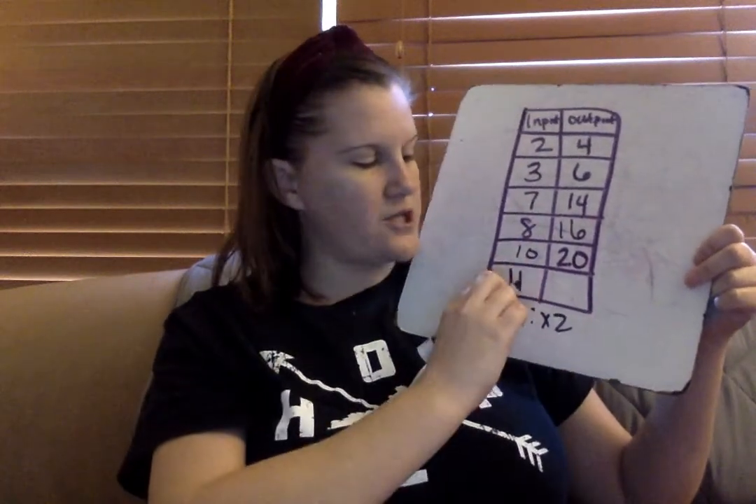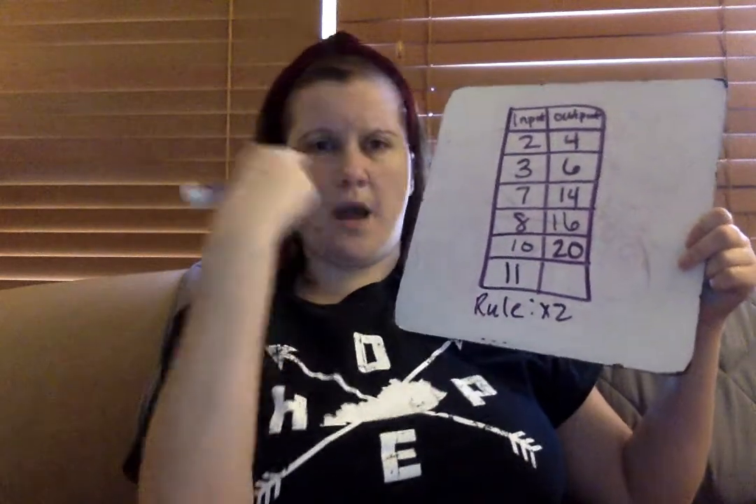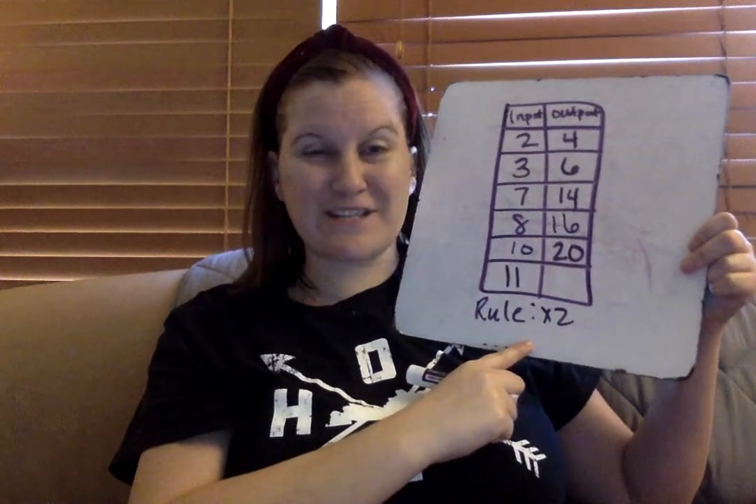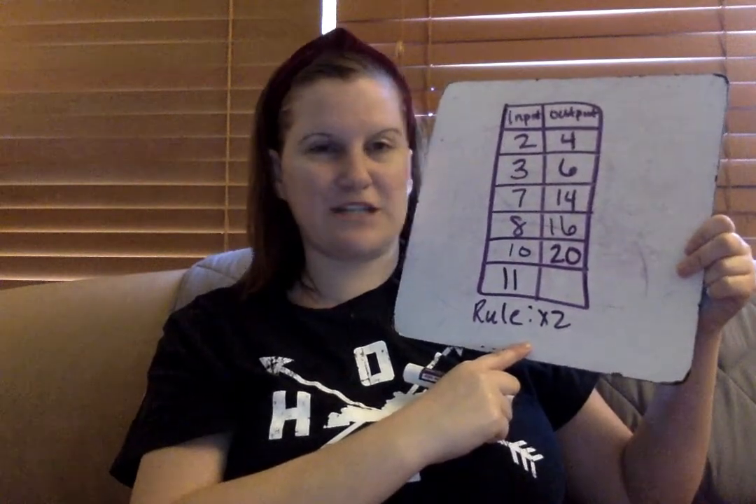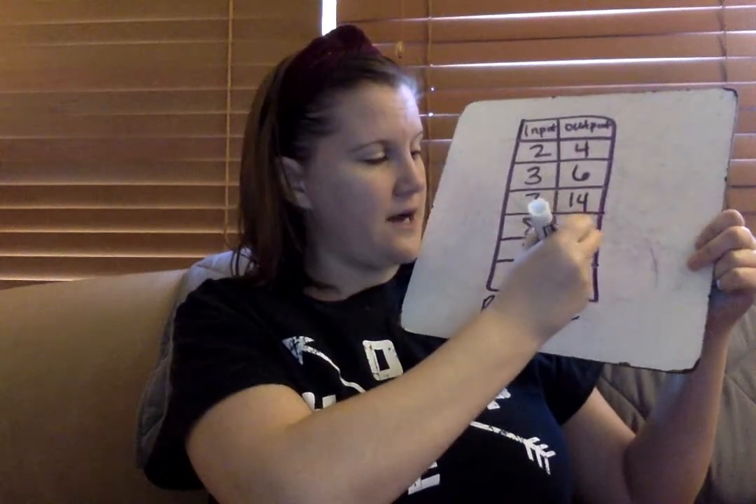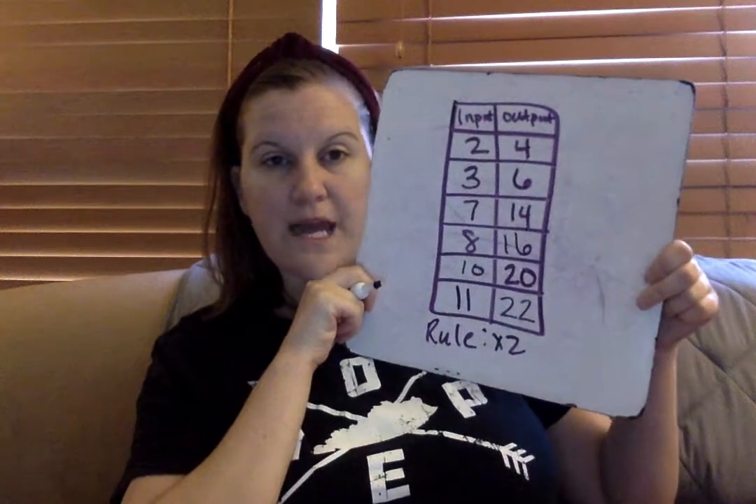All right, last question. We have an 11 that we put in. Something happens to the 11. Oh, we already know what happens to the 11. Times 2 happens to the 11. I'm getting too into this. 11 times 2 and a 22 pops out. All right, so this is how you do input-output tables.